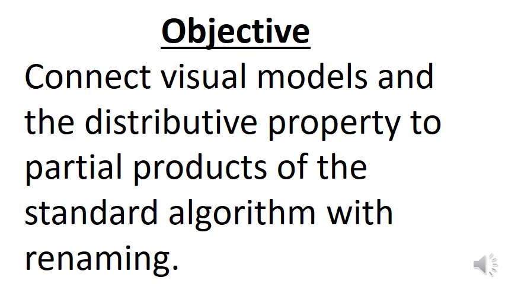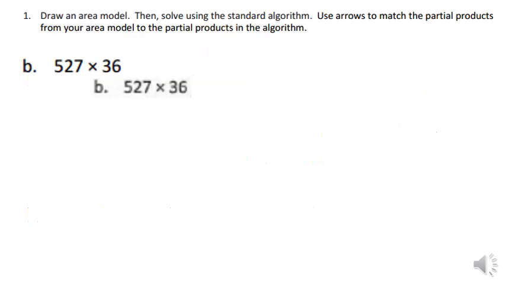Okay, the objective today is to connect visual models with the distributive property to partial products and the standard algorithm. The difference between today and yesterday is that this is with renaming. Now, personally, I like doing the models without renaming, but the standard wants you to know both, so we're going to do both.